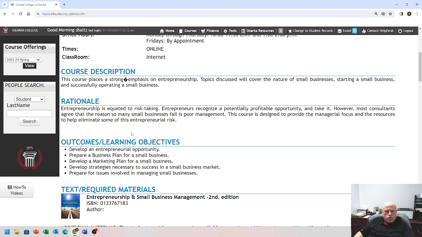So entrepreneurship is basically related to risk-taking. There's a lot of risk involved in starting a small business and operating that business, and this class is kind of designed to cut down on that risk as much as possible by understanding the process better, understanding what it takes to be successful as an entrepreneur or a small business owner or manager. All right? And the outcomes learning objectives are very closely tied to what I just talked about.